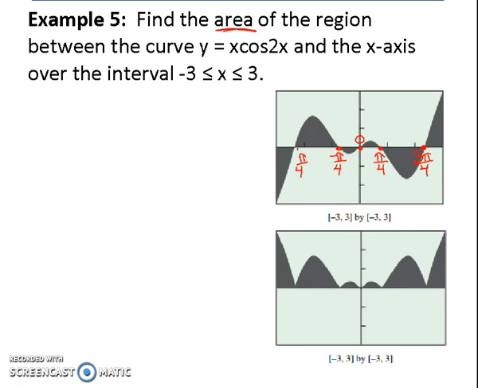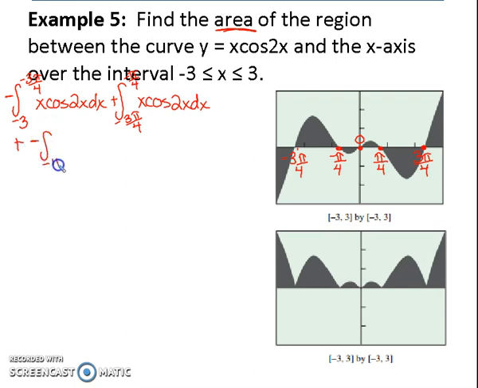All right, so that means that I would then have to integrate from -3 to -3 pi over 4, x cosine 2x dx. But notice that's below the x-axis, so I would need to make it the opposite sign, so I'm going to stick a negative out in front. And then we would integrate from -3 pi over 4 to negative pi over 4, x cosine 2x dx. That one's above the x-axis, so we can keep it positive. The next piece would be below the x-axis, so we would want to do the negative of the integral from negative pi over 4 to 0 for x cosine 2x dx.